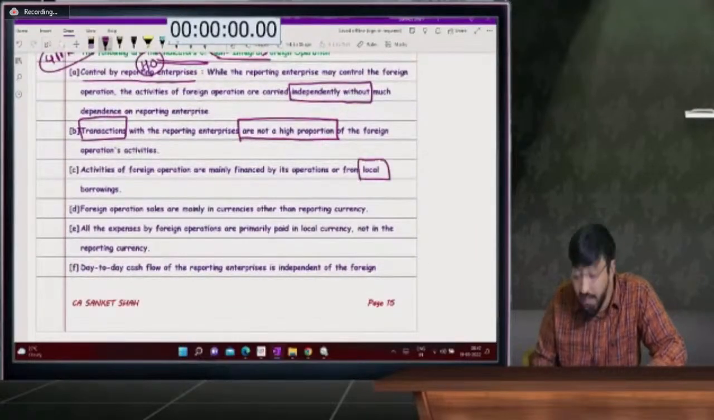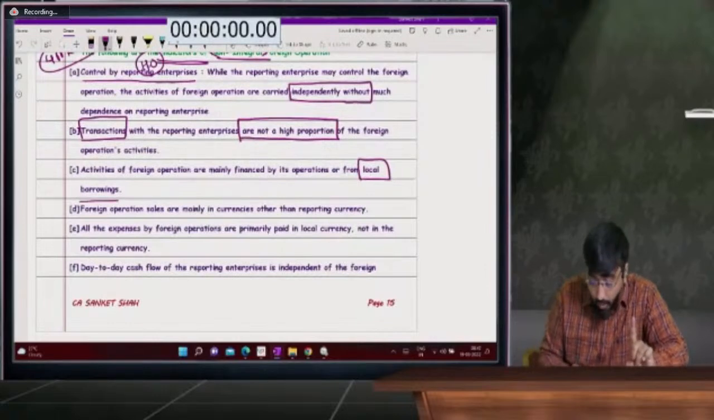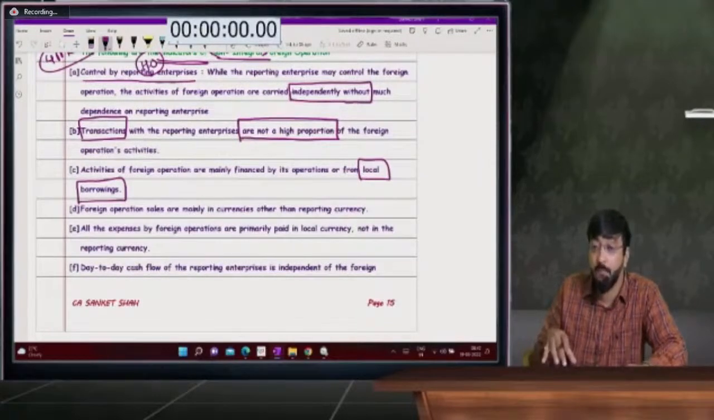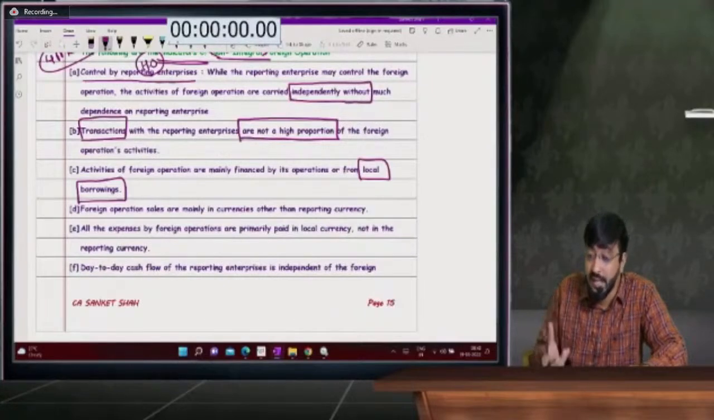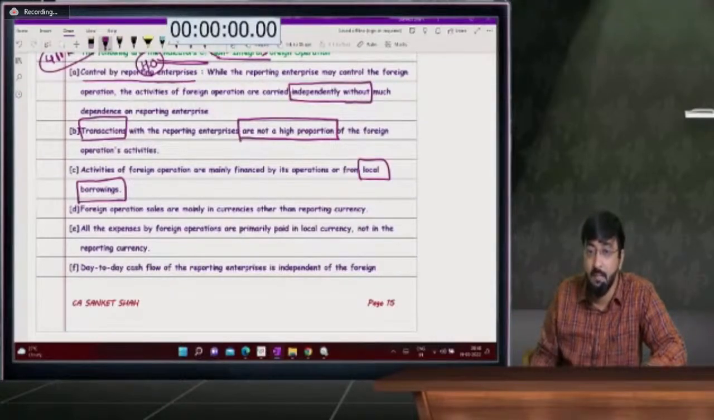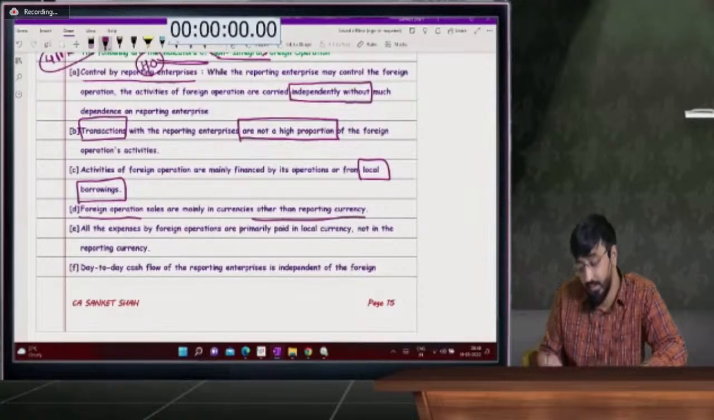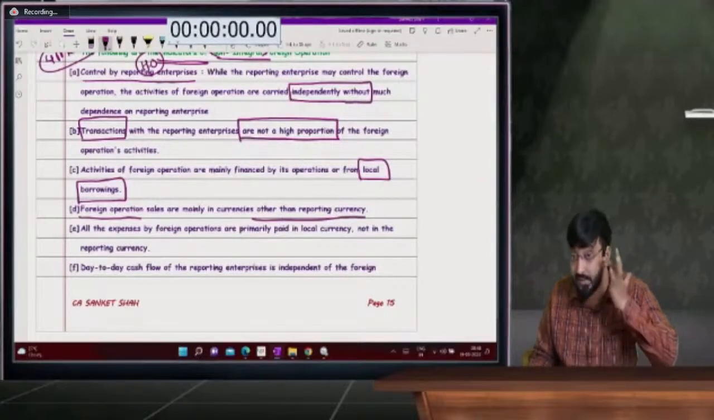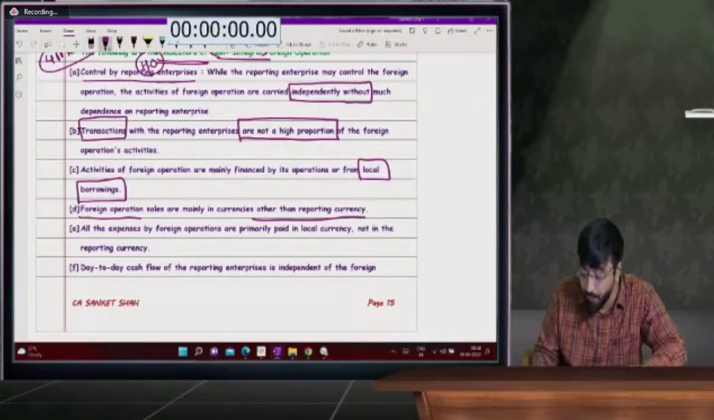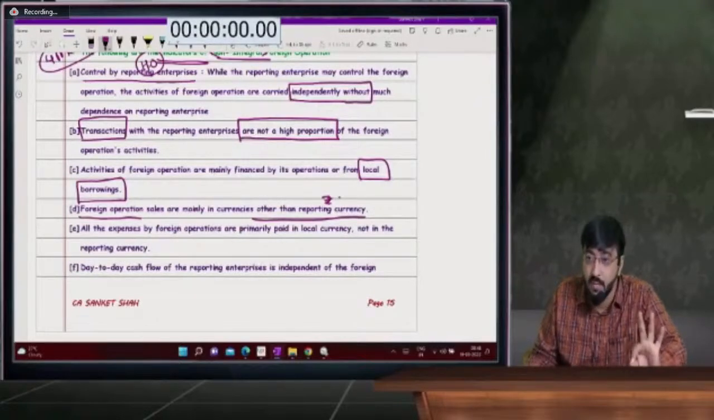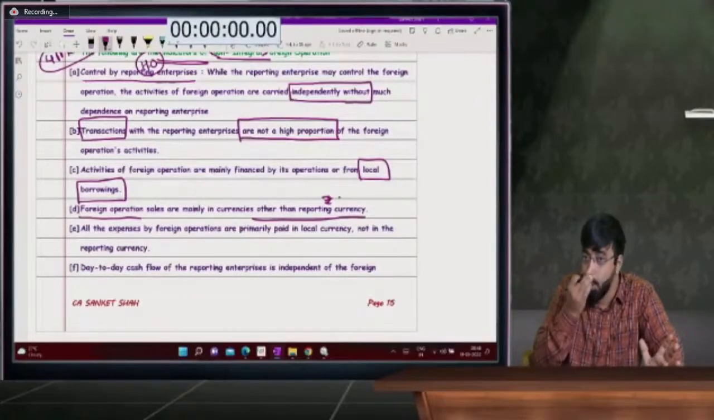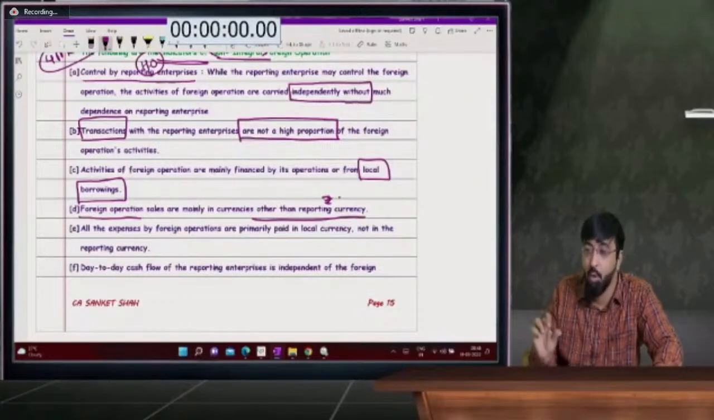Local borrowings. Please don't write it now. Local borrowings. So India head office, there is no borrowing from Indian banks. There will be local borrowings, means US banks. Okay. Then they have foreign operations mainly in a currency other than the reporting currency. So reporting currency is rupees, the head office currency. Reporting currency means head office currency. Reporting enterprise means head office.